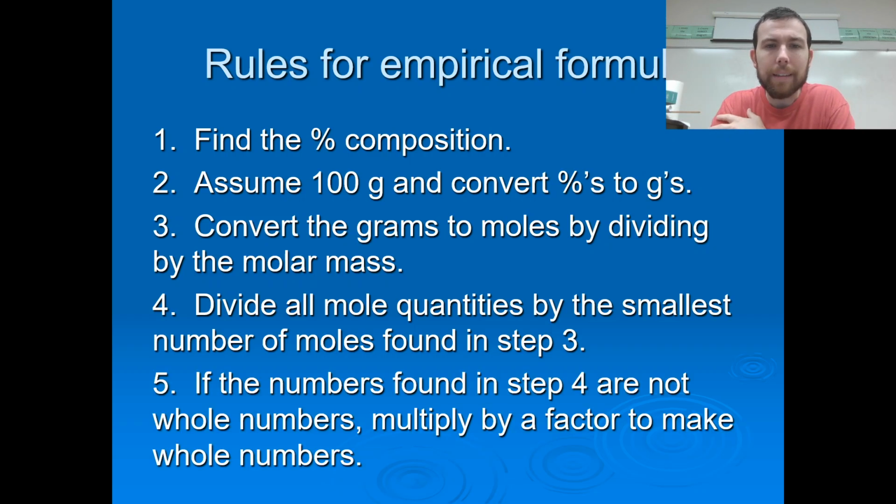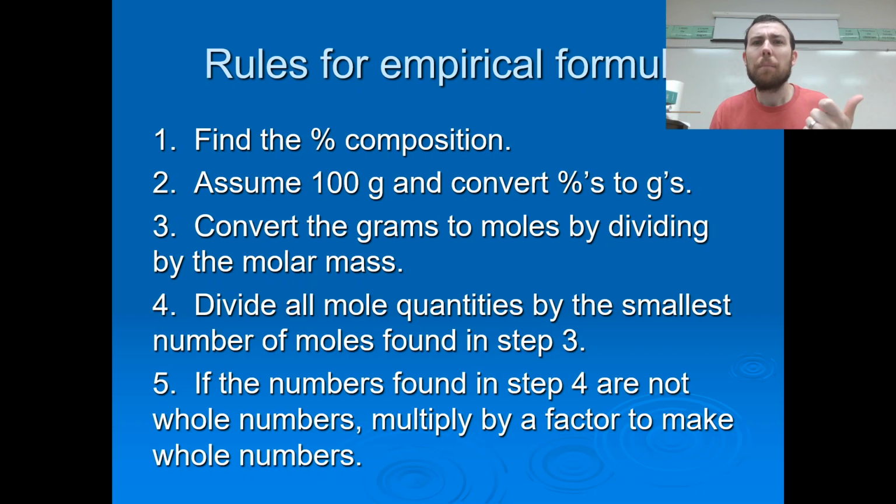And then lastly, let's say that you divide everything by your smallest quantity and your numbers aren't whole numbers. Then you're going to need to multiply by some factor in order to make those numbers whole. Now, if you recall, the types of numbers that you're going to see there should be something like 0.25, 0.33, and 0.50. Those are going to be the most common non-whole numbers that you're going to get, or maybe 0.2. But something like that, because then we would know that if it's 0.2, we'd multiply by 5.